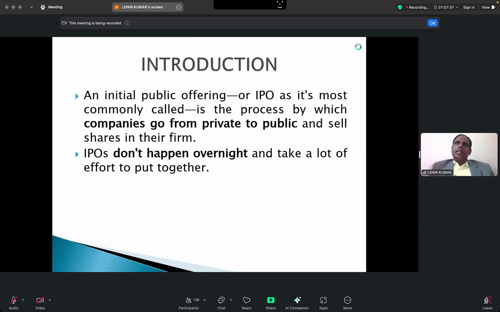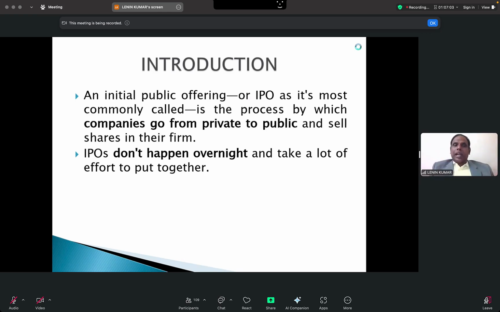Initially, you will be getting investors, isn't it? That is why I used the words companies go from private to public. Private in the sense that you and your family members alone have invested. Now we are going to collect money from the public, so the public will act as investors. When they invest in your company, you're going to sell your shares to them. This is how an IPO is normally initiated.